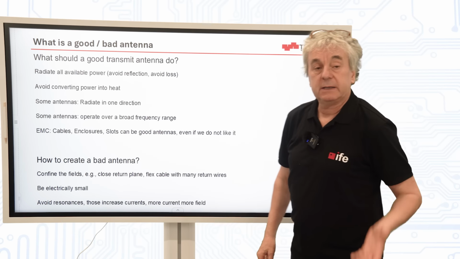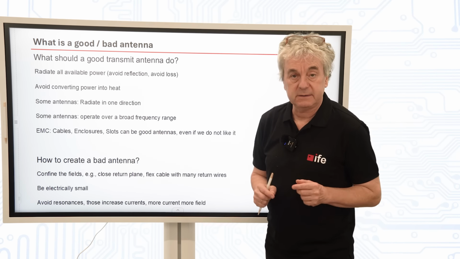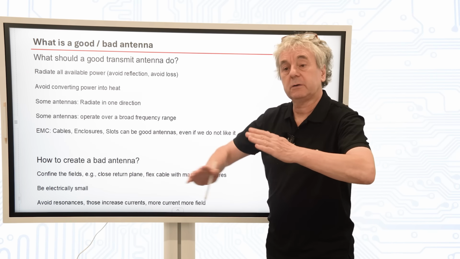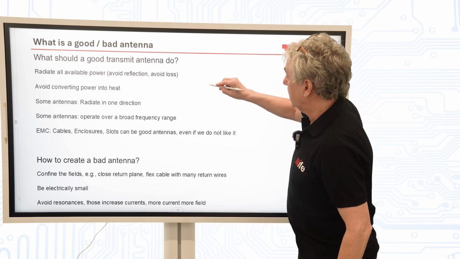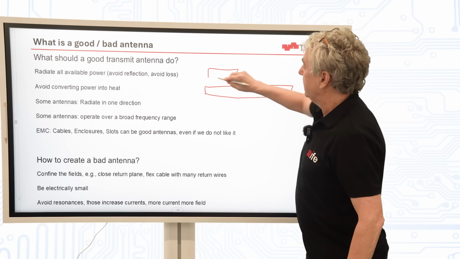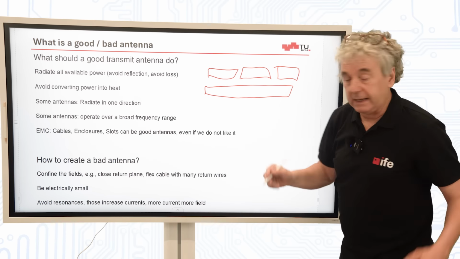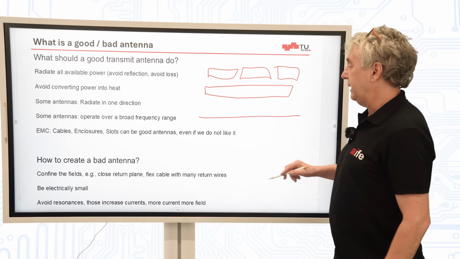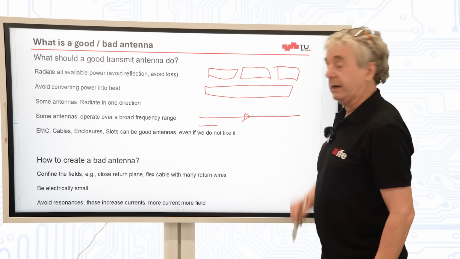Let me just summarize here. If we want to avoid antennas, we have to confine fields. We get forward current and reverse current close to each other. We should make structures small, so a long slot will radiate much better than 3 short slots. The same is true for a wire. A long wire, if there's current flowing on it, will radiate much better than a short wire.